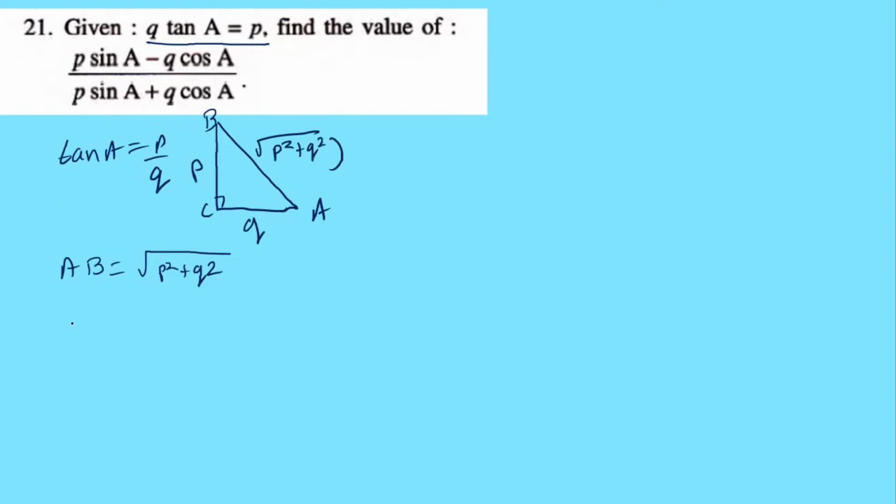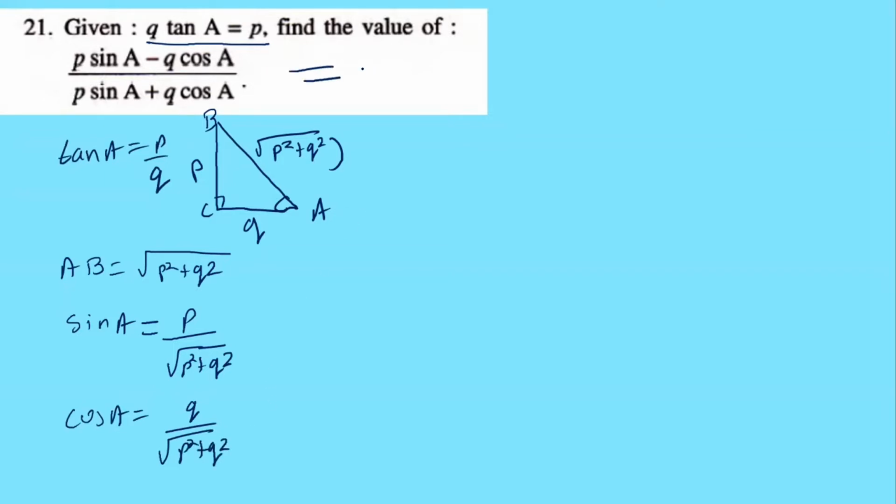Now let us find sin A and cos A. So sin A is equal to opposite upon hypotenuse, that is P upon root P square plus Q square. And cos A is adjacent upon hypotenuse, so cos A is equal to Q upon square root of P square plus Q square. Let us put the values in the equation which we have to simplify. P sin A: P into P upon root of P square plus Q square, minus Q cos A, so it is Q upon root of P square plus Q square.